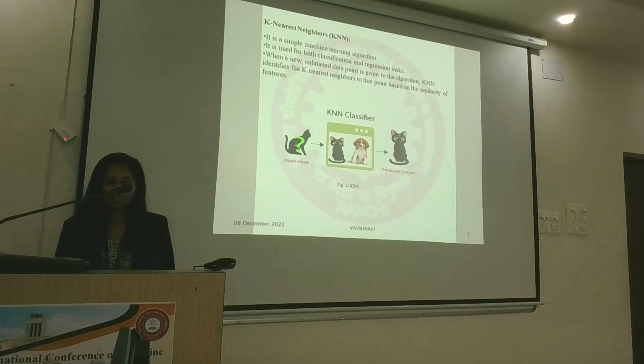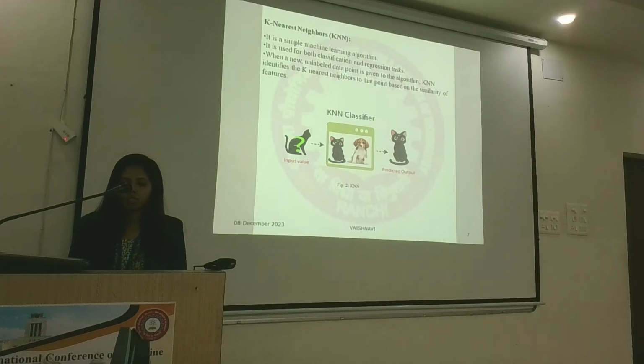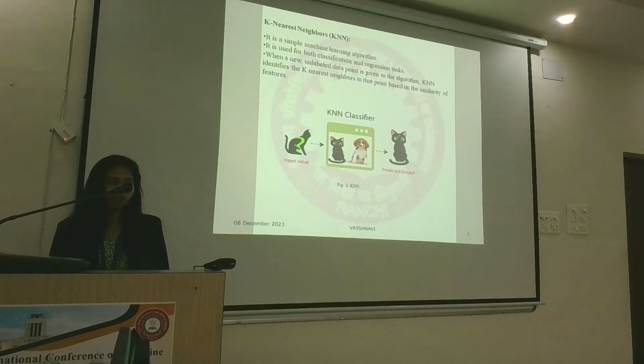Next, k-nearest neighbor. It is a simple machine learning algorithm. It is used for both classification and regression tasks. When a new unlabeled data point is given to the algorithm, KNN then identifies the nearest neighbors to that point based on the similarity of the features.